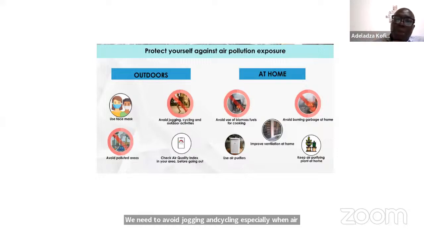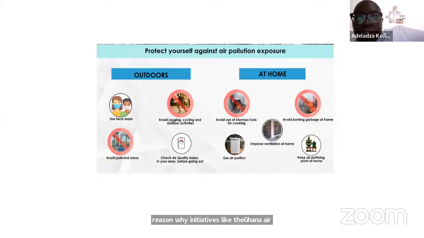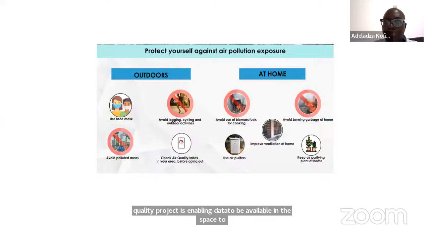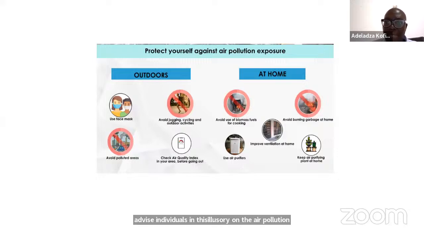And that is the more reason why initiatives like Breathe Accra and the Ghana Air Quality Project have enabled data to be available in the Ghana space to advise individuals and the citizenry on the air pollution levels for them to advise themselves. We need to avoid burning garbage at home. We need to avoid using biomass fuels and rather transition to clean cooking fuels. We can use air purifiers. We can improve ventilation at home, and then we can keep some plants that will purify the air at home for us.